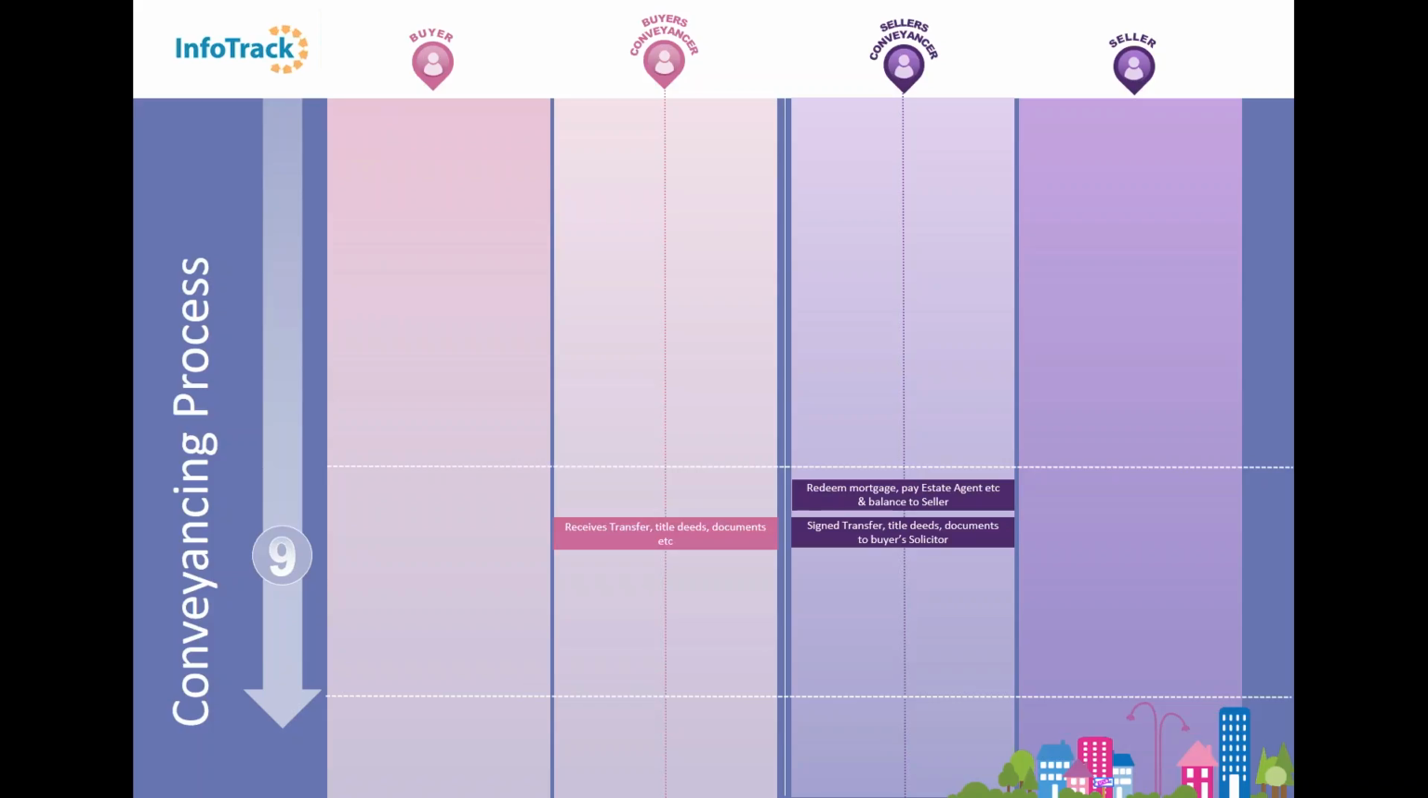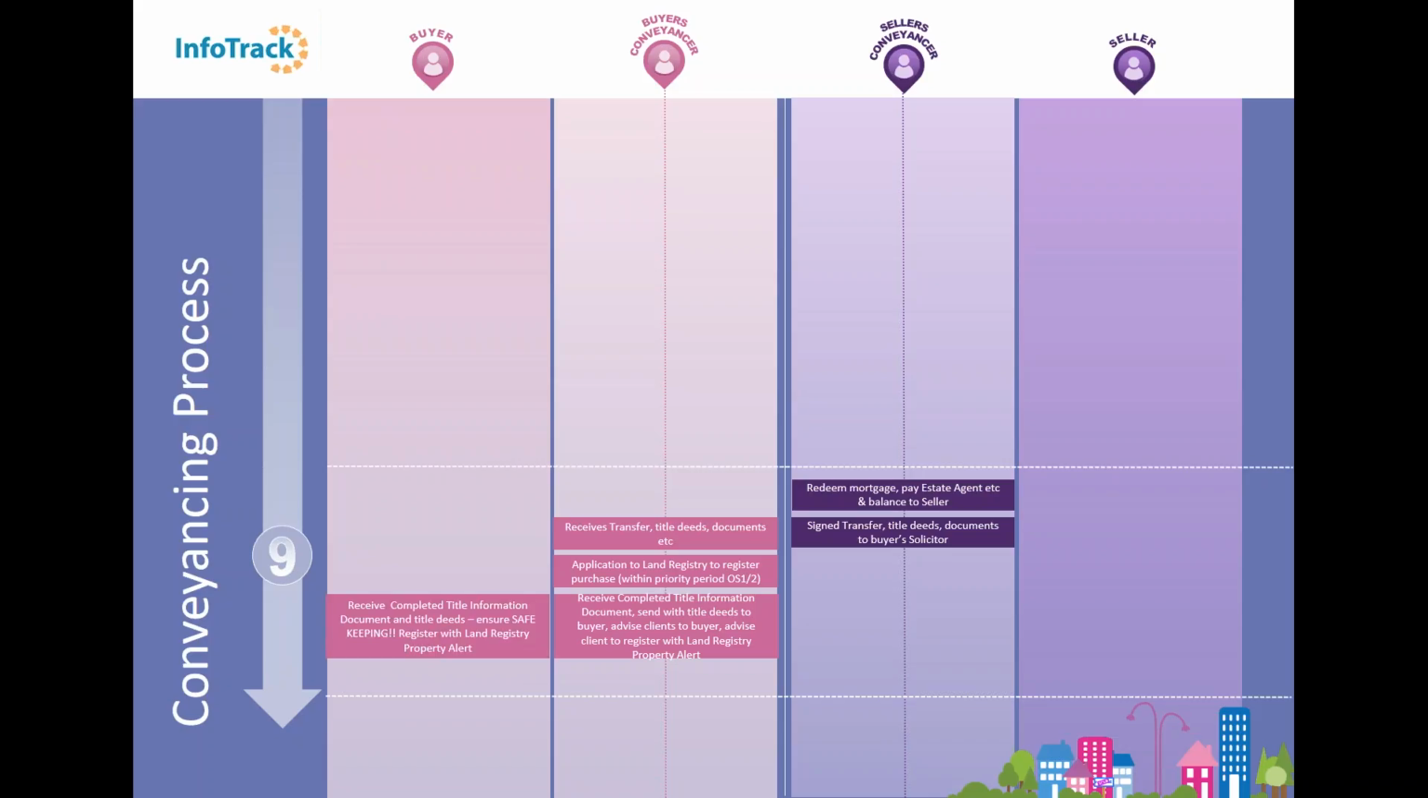The buyer's conveyancer obviously is receiving those documents and the title deeds. And then they make an application to Land Registry to register the purchase. And that has to be done within the priority period as shown on the OS1 or the OS2 that we've just seen. They receive the completed title information document and send the title deeds to the buyer. And there you can see the buyers receive the completed title information.